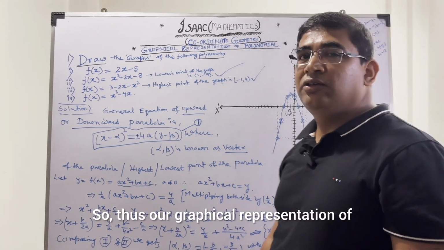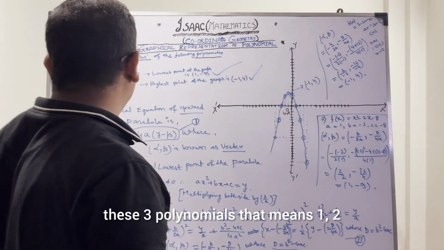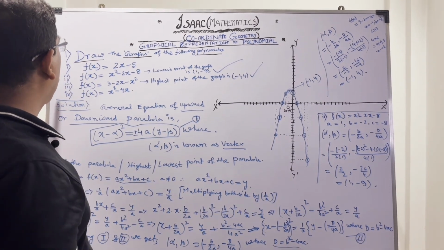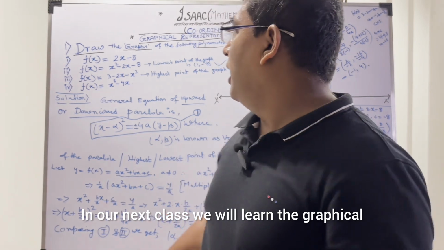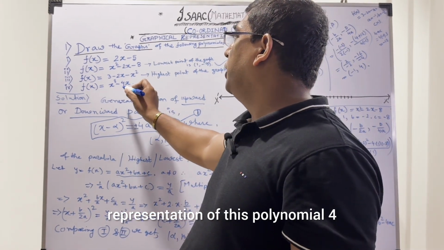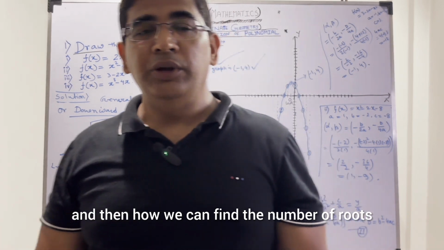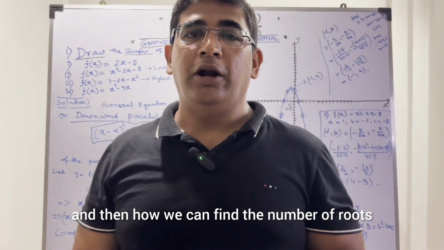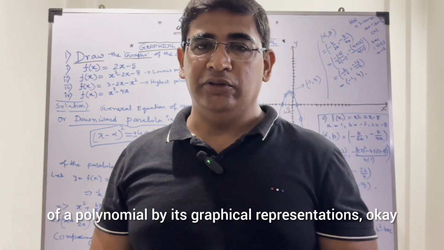So our graphical representation of these three polynomials, that means 1, 2, 3, is completed. In our next class we will learn the graphical representation of polynomial 4, and then how we can find the number of roots of a polynomial by its graphical representation.